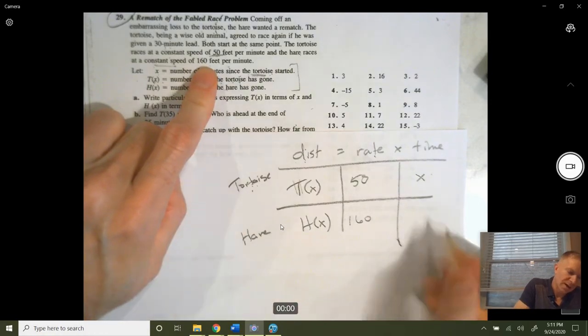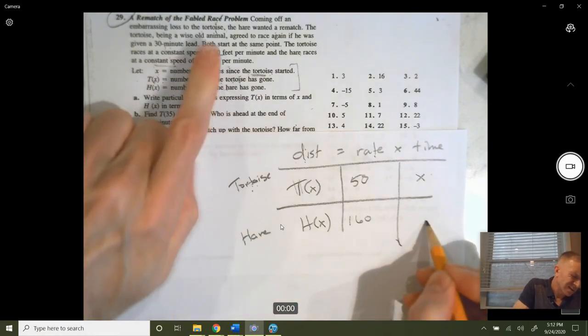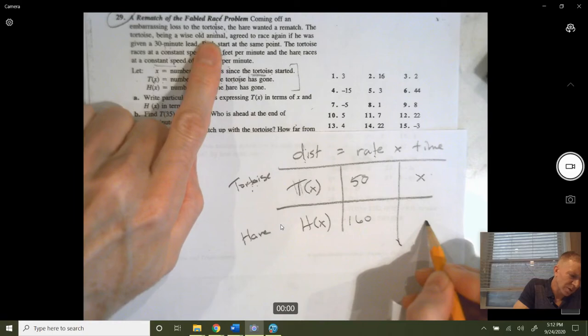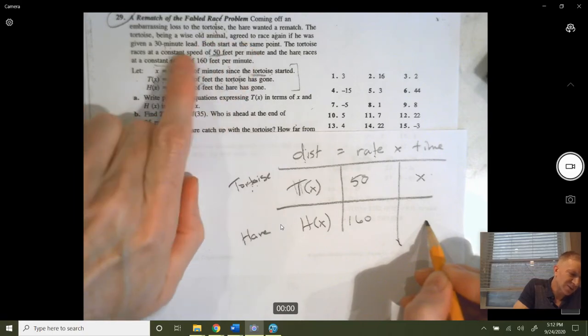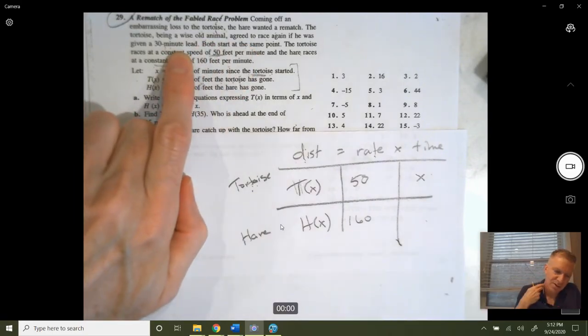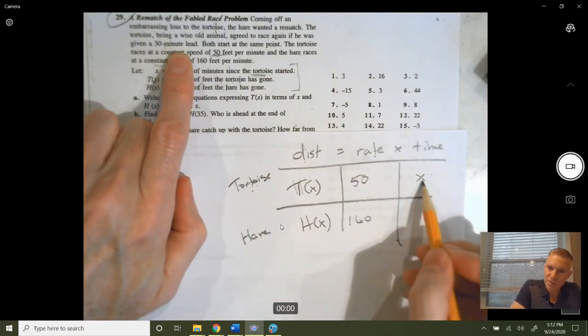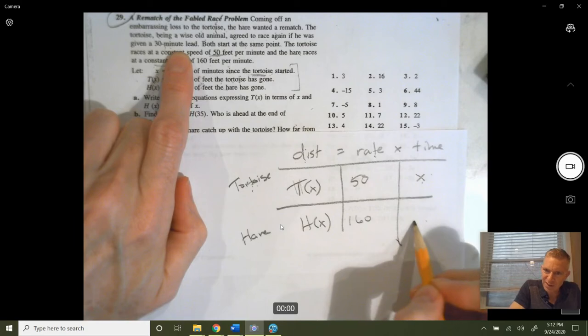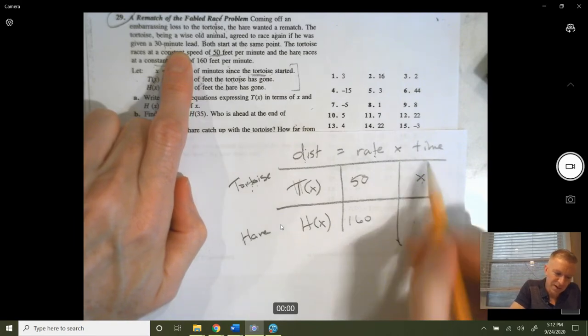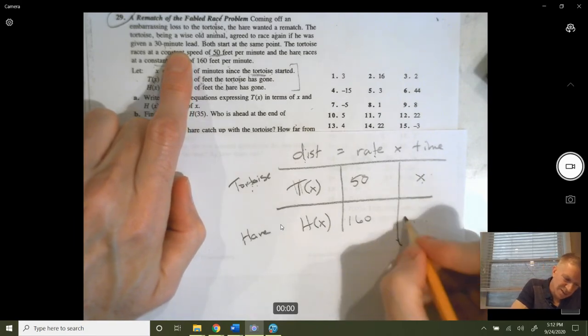Okay, now we need the time for the hare. Well, they do tell us this. The tortoise, having been a wise old animal, agreed to race again if he was given a 30-minute lead. Okay, which means if he starts first and the hare starts 30 minutes later, that means the time for the hare is going to be less. It's going to be 30 minutes less.